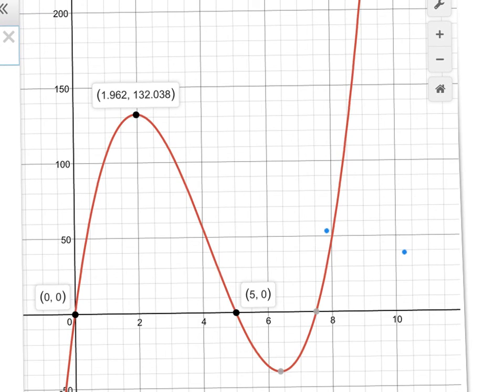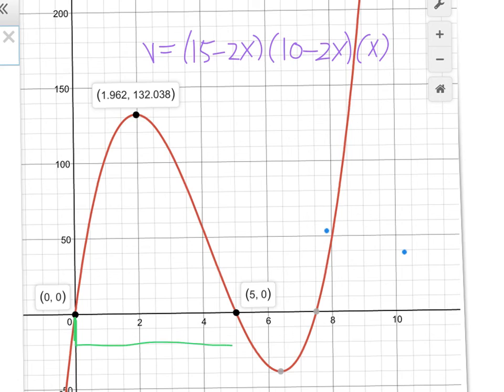I'd like us to remember that the volume equation was 15 minus 2x, 10 minus 2x, and x. And we got that because it's a 10 by 15 piece of cardboard. The first thing I'd like to talk about, even before I talk about that maximum point, is numbers that make sense for this graph. I'm going to argue that the only numbers we can use are between 0 and 5. That's what we call the domain of this situation.